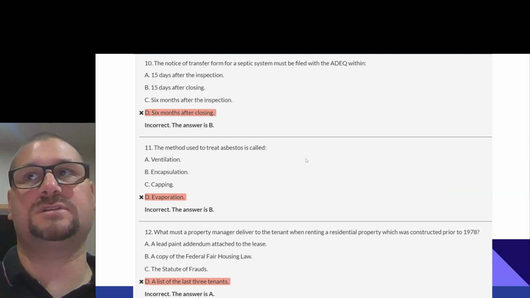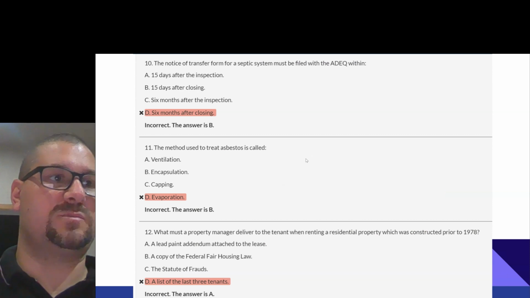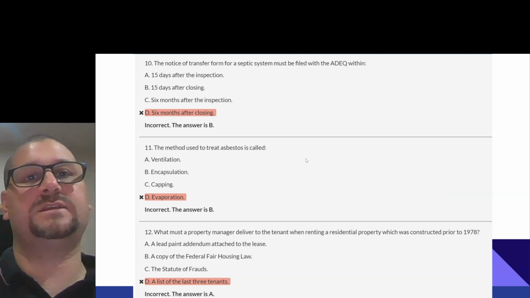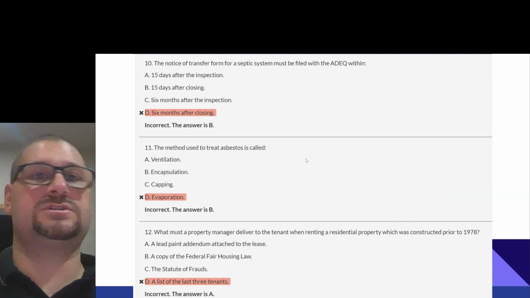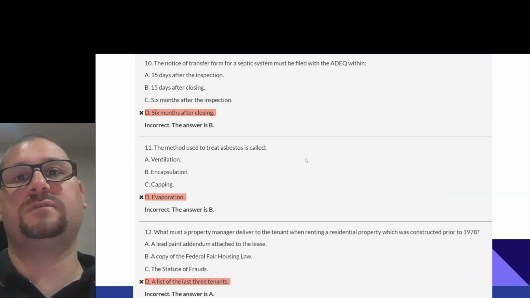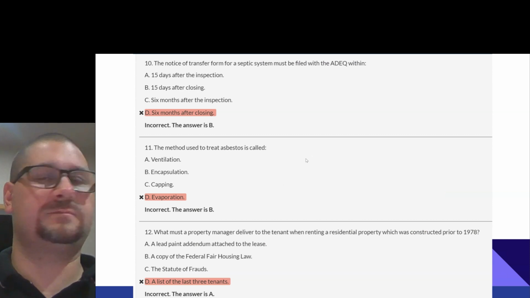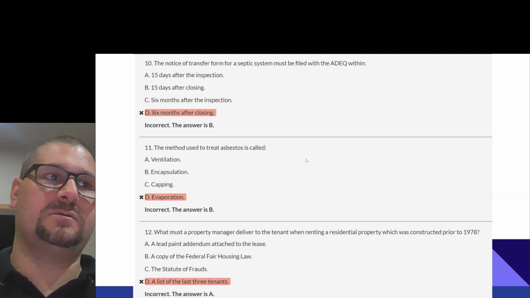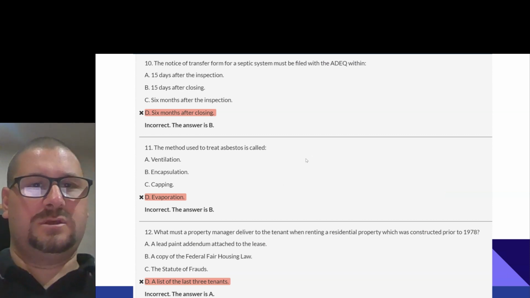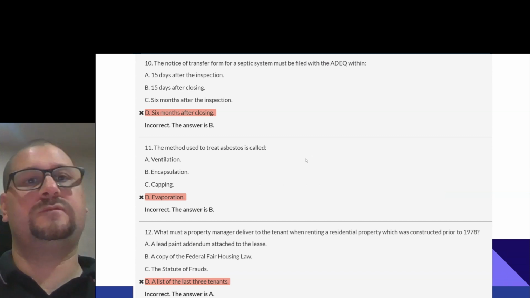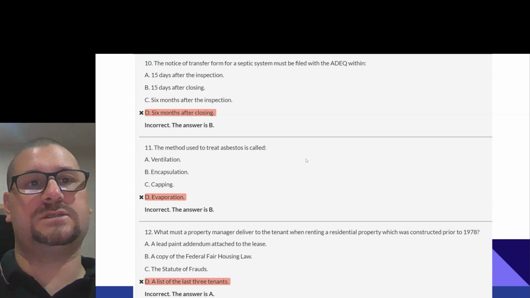15 days after closing. So after you close on a property, you have 15 days for the notice of transfer form for a septic system to be filed with the ADEQ, Arizona Department of Environmental Quality. So 15 days after the inspection, no. 15 days after closing, yes. 6 months after the inspection, no. 6 months after closing, no.